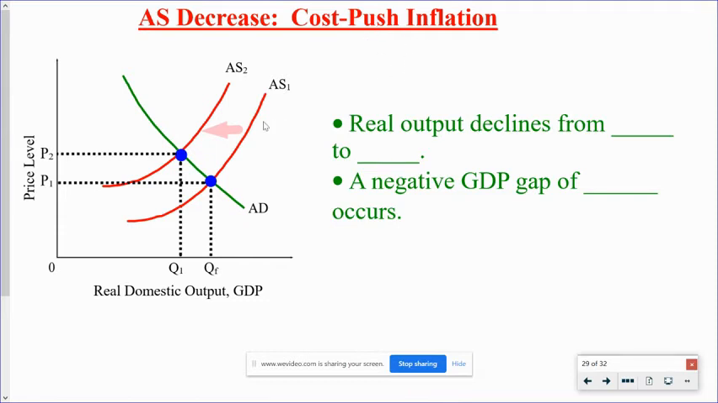So for whatever reason, we see that the aggregate supply curve has decreased. Therefore, real output is going to decline from Q sub F to Q sub 1.